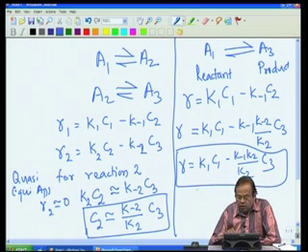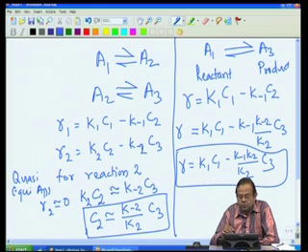So, this rate is now known in terms of the concentrations of the species which I am able to measure, because my main reaction is A1 going to A3. So, C1 I am able to measure, C3 I am able to measure.